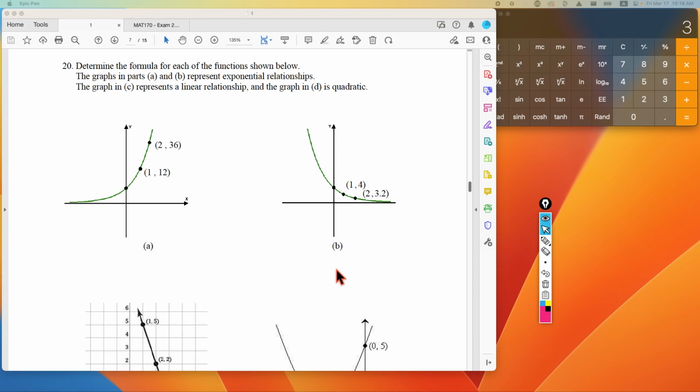Question number 20 for the exam 2 review. We need to find the formula or the equation for each of these graphs that are given to us.